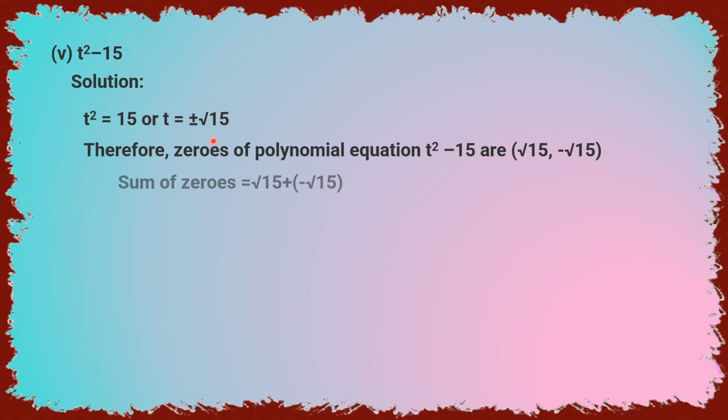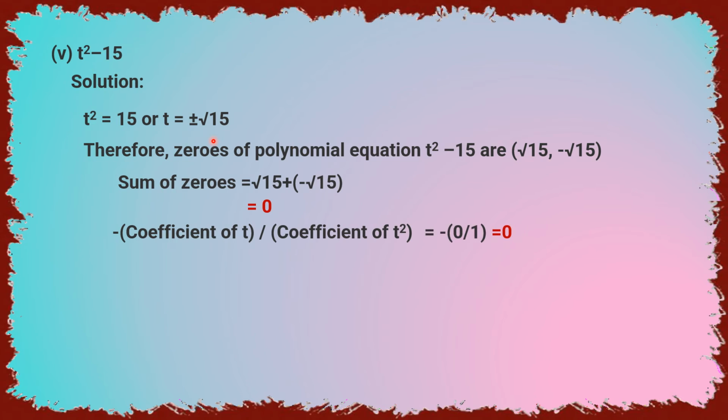t square is equal to minus 15. So t square is equal to plus or minus 15, isn't it? Now t is equal to plus root 15 or minus root 15. Now let us find the sum of the zeros. If you add these two, you will get 0. And minus coefficient of t divided by coefficient of t square, that is minus 0 by 1, that is equal to 0. Since the t term is missing, the coefficient is 0.